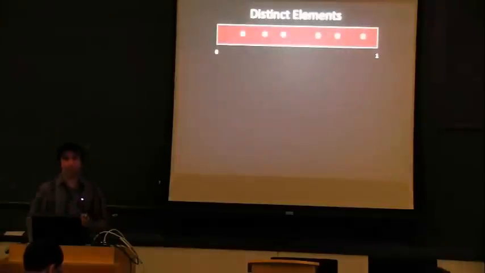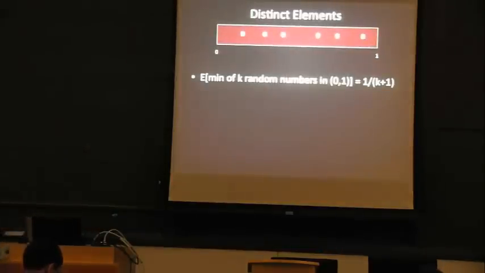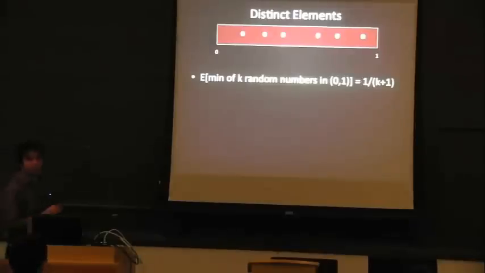Okay. This is very crude. It's by no means the correct answer. But if you had to guess, 1 over k or 1 over k plus 1 is a reasonable guess. And if you actually do the calculations, it turns out that it is indeed 1 over k plus 1. All right, good. So if you have the minimum of k random numbers in 0, 1, the expected value is 1 over k plus 1.